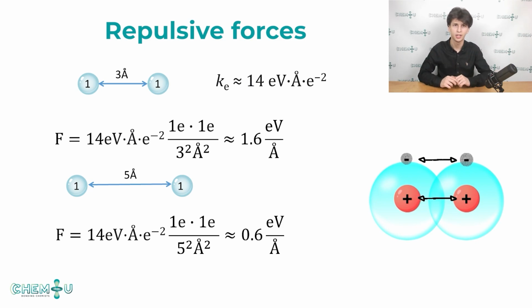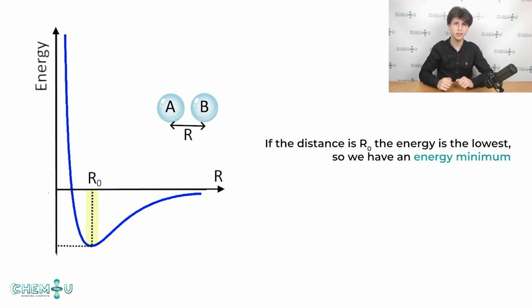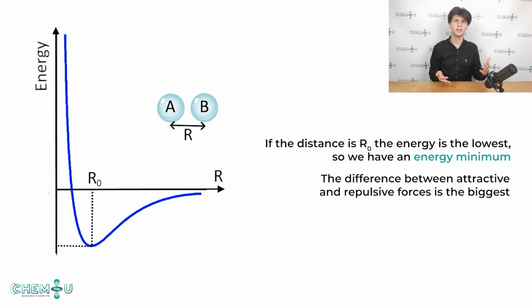So let's illustrate how all discussed forces determine the energy of a system using a simple example, namely a diatomic molecule. Let's say we have just 2 atoms. Here you can see the dependence of the total energy of the system consisting of only 2 atoms, A and B, on the distance r between them. If the distance is r0, the energy is the lowest, so we have an energy minimum. It means that the difference between attractive and repulsive forces is the biggest. So the chemical bond is formed and the bond length is r0.